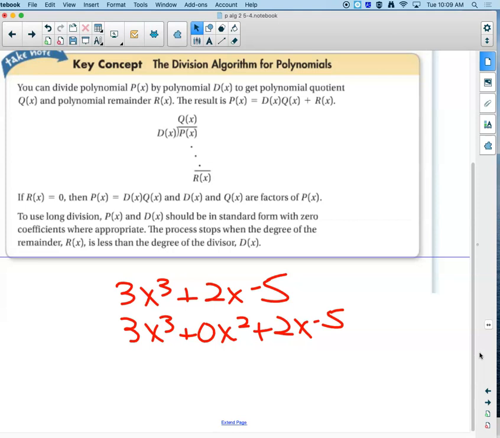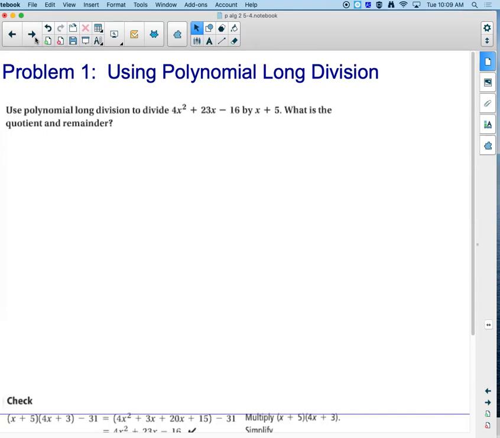Anybody need more time to get that down? All right, we're just going to do some more examples. So, polynomial problem number 1, using polynomial long division. Use polynomial long division to divide 4x squared plus 23x minus 16 by x plus 5. What is the quotient and remainder? So this time they're kind of giving us a heads up. It's not going to go in perfect, and that's real life. I mean, in real life, very rarely does our polynomial division work out perfect.